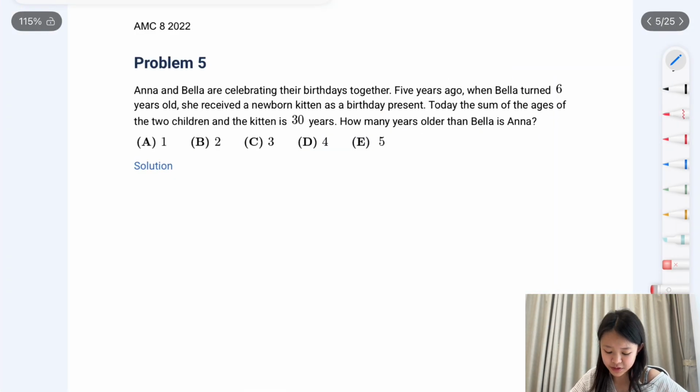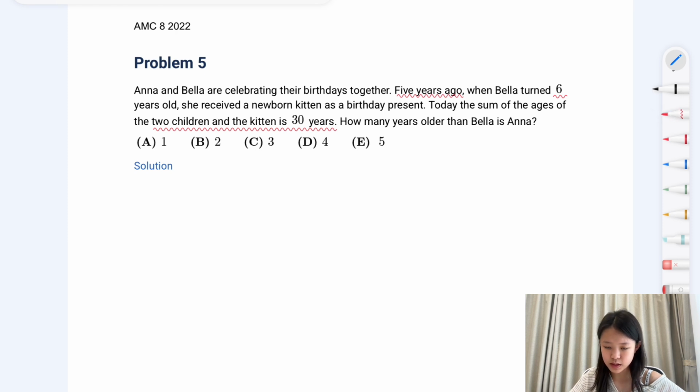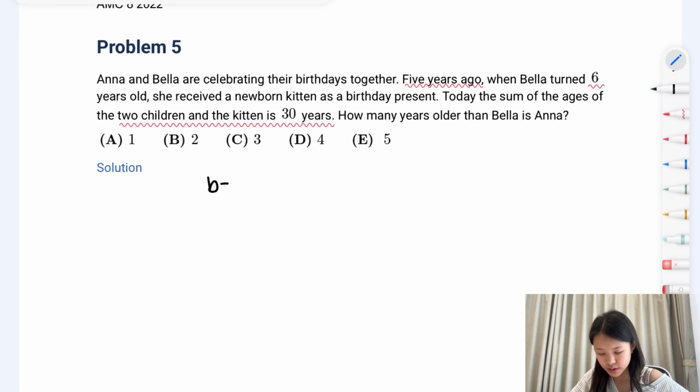Anna and Bella are celebrating their birthdays together. 5 years ago, when Bella turned 6 years old, she received a newborn kitten. Today, the sum of the ages of the 2 children and the kitten is 30 years. How many years older than Bella is Anna? We can convert these sentences into mathematical equations.